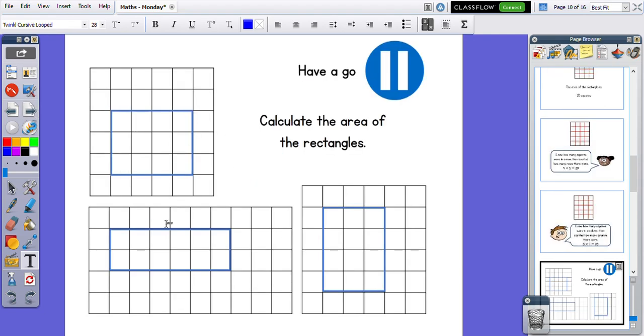So what I would like you to do is have a go, pause this video and have a go at calculating the area of these rectangles. The unit of measurement you are using is squares, okay?